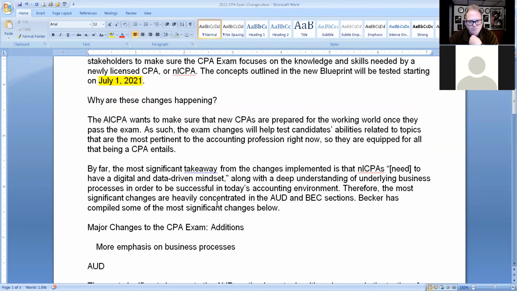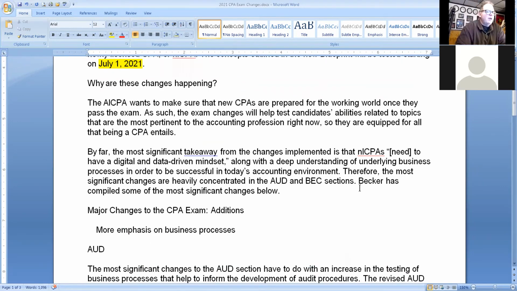The most significant is the need to have a digital and data-driven mindset. This is kind of the switch to the processes and the cycles rather than simply looking at the accounts. And in that, how these things flow in the business is actually quite important.